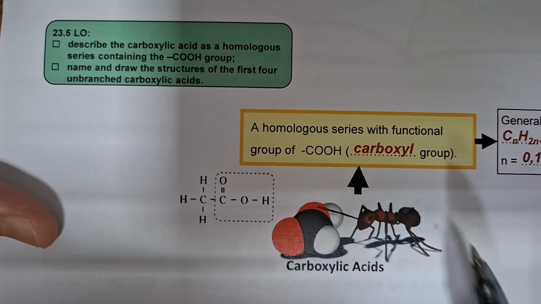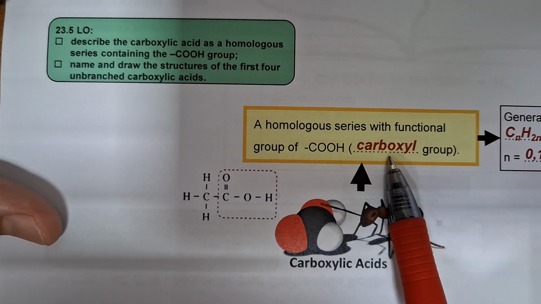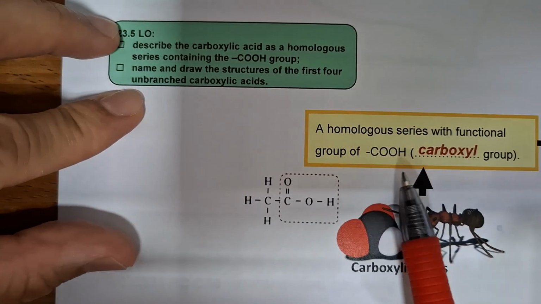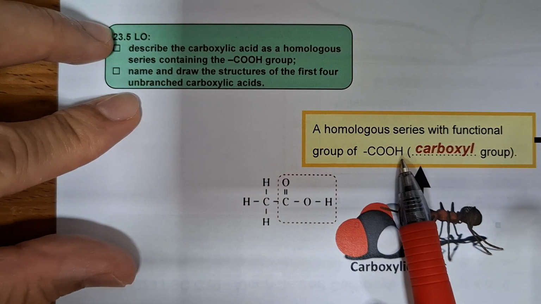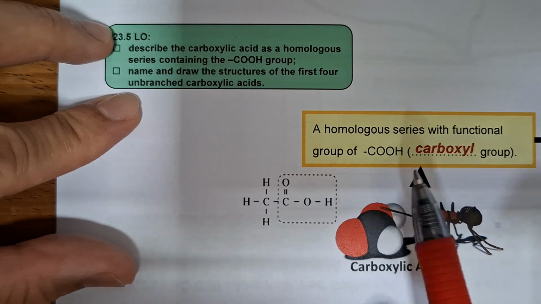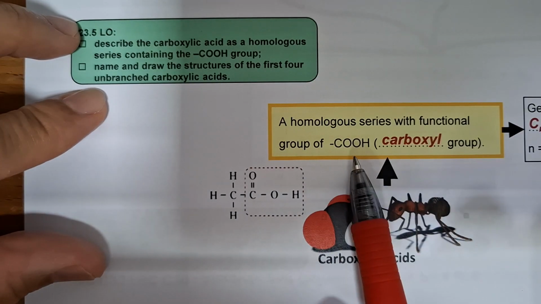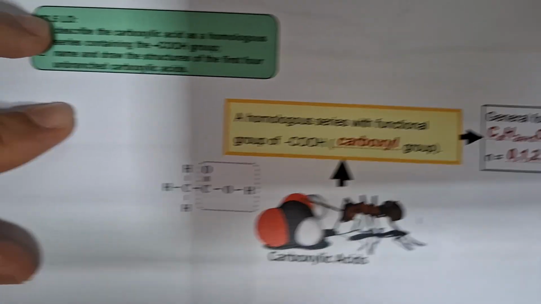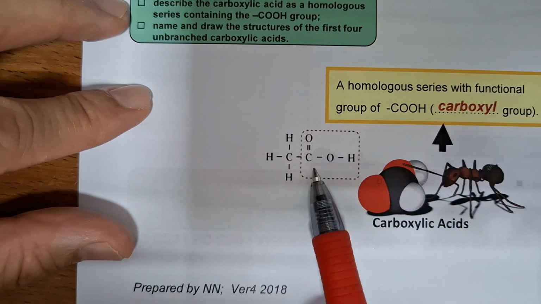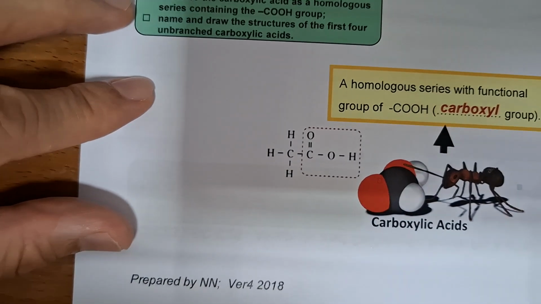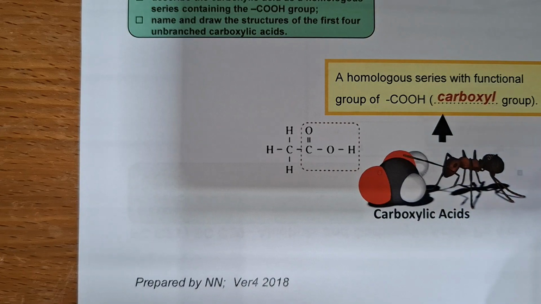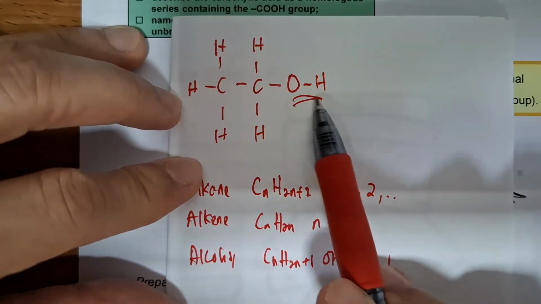Okay, the next homologous series would be the carboxylic acid. So carboxylic acid, the functional group is COOH. And take note, there is an OH, and OH, as you know, is the functional group for alcohol. But this is carboxylic acid, and this COOH is called the carboxyl group. And take note, it is C double bond O, C single bond O, H. Okay, C double bond O, C single bond O. Just now for the alcohol, there is only single bond, there is no double bond.